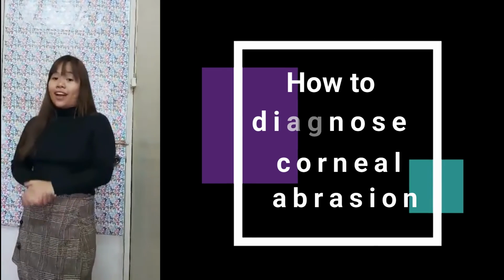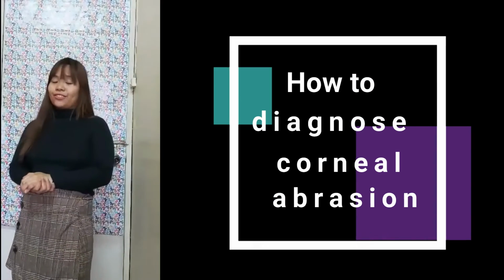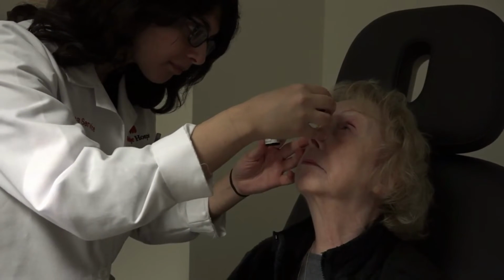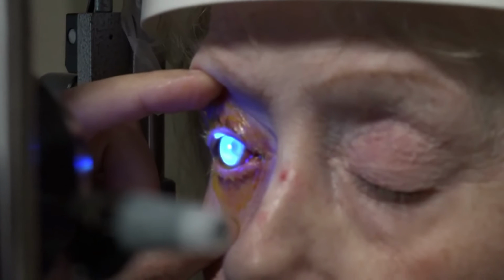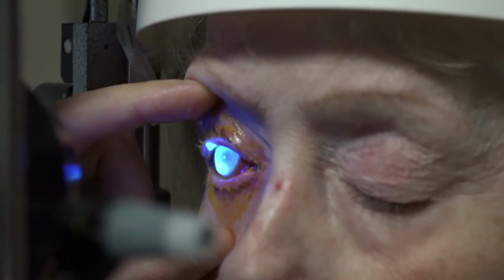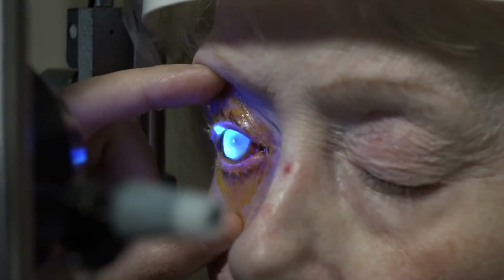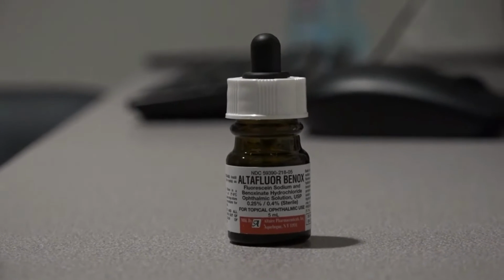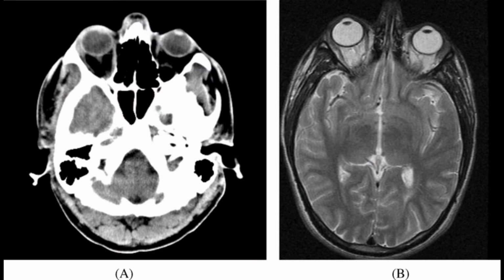So how do we diagnose corneal abrasions? The doctor will examine the eye with a light to check for any obvious corneal injuries or other foreign objects. To confirm this, a slit lamp examination with fluorescein is used. A small drop of a yellow-orange dye called fluorescein is placed into the eye, and this dye will cause any area of abrasion to look greenish under a cobalt blue light.